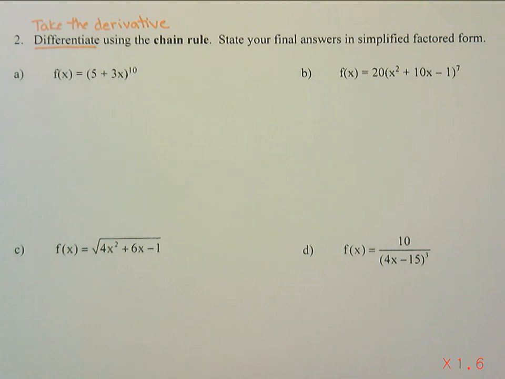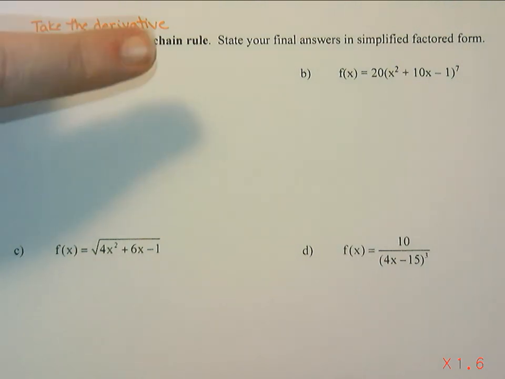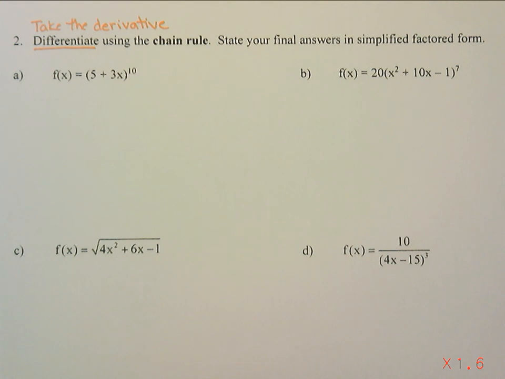State your final answers in simplified factored form. So I have f of x is (5 plus 3x) to the power of 10. I probably wouldn't try to use power rule here, because in order to use power rule, I would have to multiply all of that out. I would have to multiply that bracket 10 times, and that's a lot of work. So I'm going to try using the chain rule.